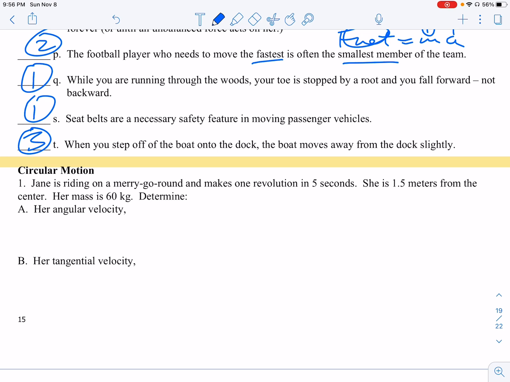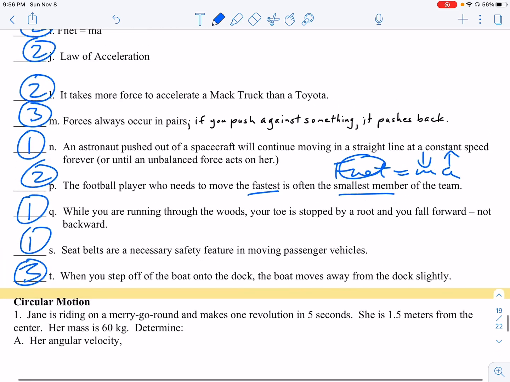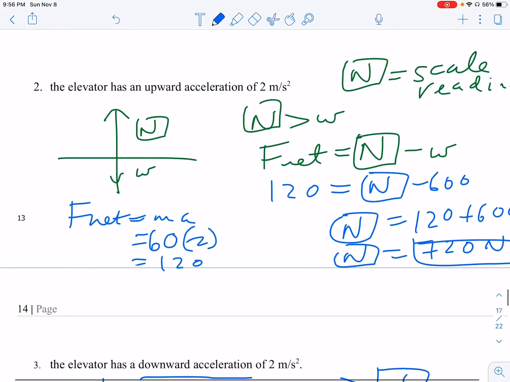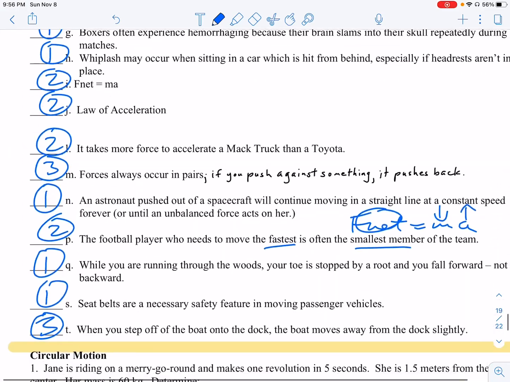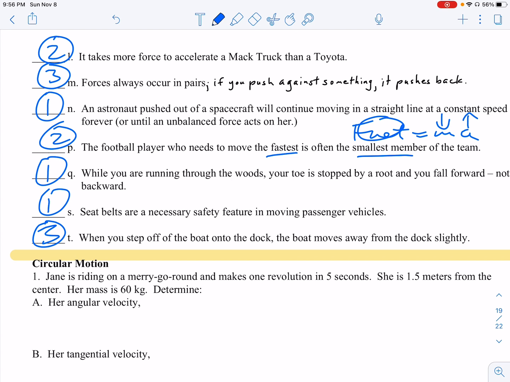Okay, so let's finish off with circular motion. Actually, let's say that's the end of this 5th video, and we'll start the 6th video in a minute. That'll be the final one.